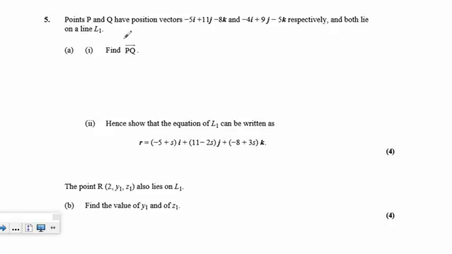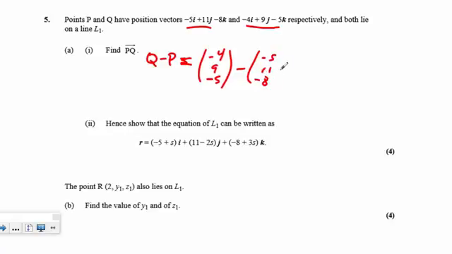Okay, so points P and Q have position vectors, and they want me to find PQ. So this is going to equal Q minus P. We're going to take Q, subtract P, and figure this out. So this is -4, 9, -5, and we're going to subtract -5, 11, and -8. -4 minus -5 is -4 plus 5, which is in fact 1. 9 minus 11 is in fact -2. And -5 plus 8 is in fact 3. So the vector PQ is given by 1, -2, 3. Those are its components there.